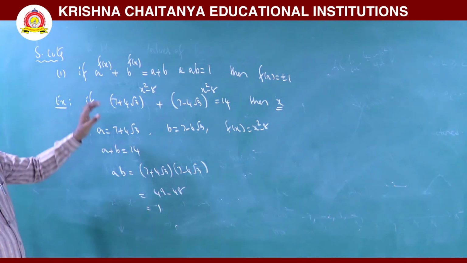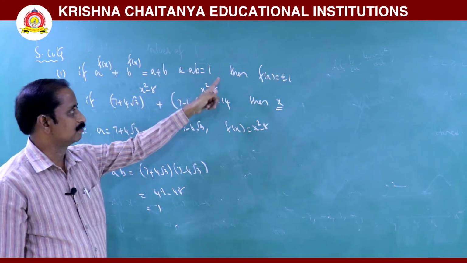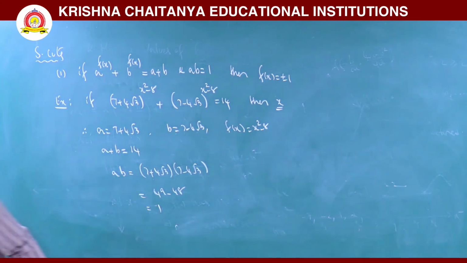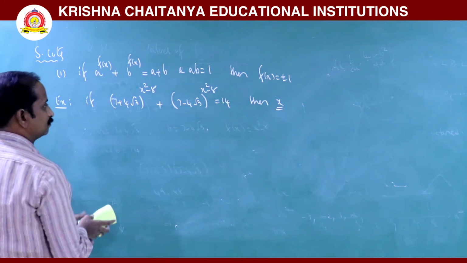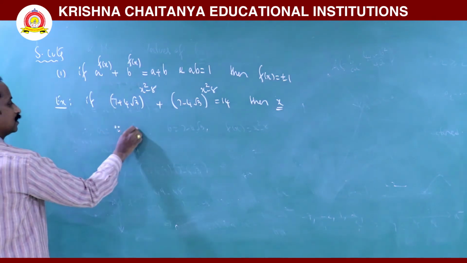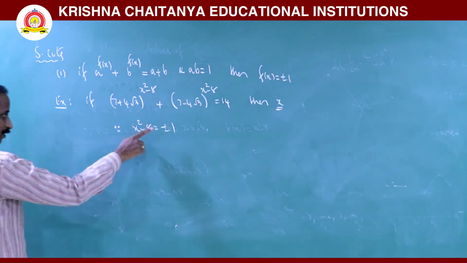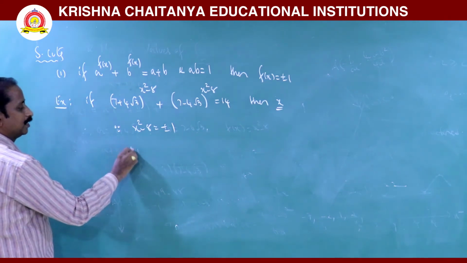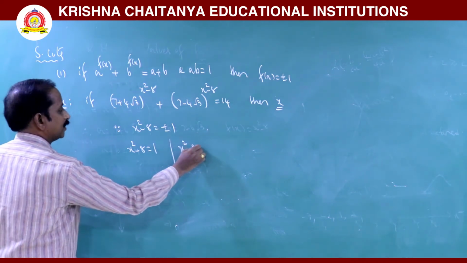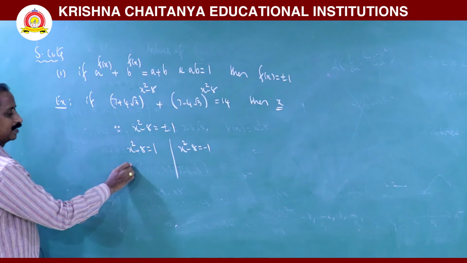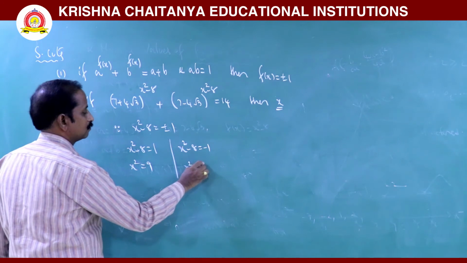So it is satisfied a power f of x plus b power f of x equal to a plus b and ab is equal to 1, then use the shortcut f of x is equal to plus or minus 1. So therefore f of x means x square minus 8 is equal to plus or minus 1. So here we have two equations. One of the equations x square minus 8 is equal to 1 and another one x square minus 8 is equal to minus 1. I can write from this one x square is equal to 9. Here x square is equal to 7.